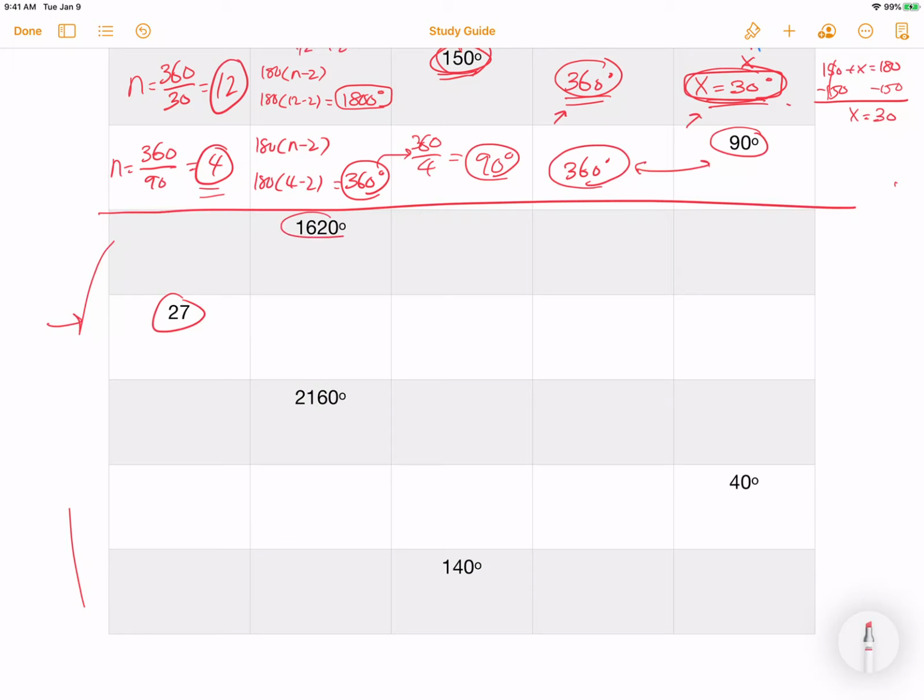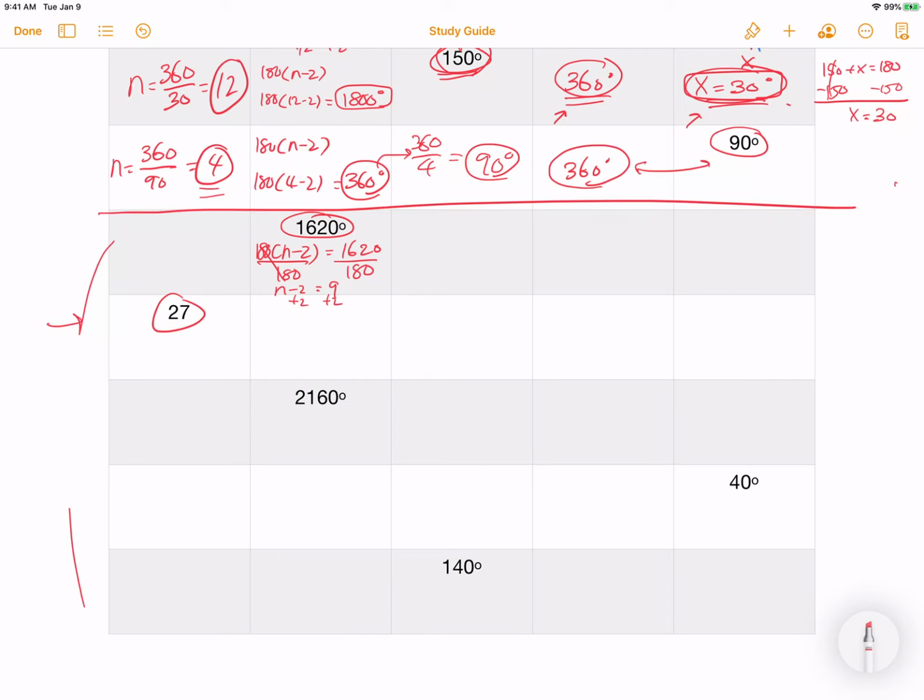Okay, so I'm going to start with the 1620. Remember the formula was 180 times n minus 2. I set that equal to 1620. Now, the very first step you must do is divide both sides by 180. So n minus 2 becomes 9. And then you just have to add 2 to it, which makes it 11. So this is an 11-sided figure.